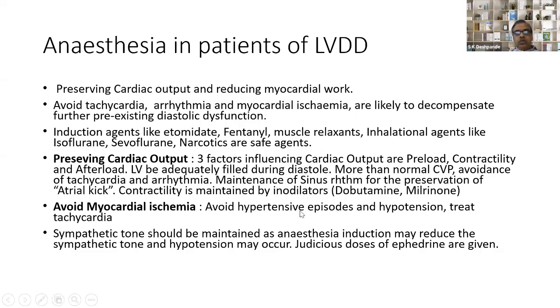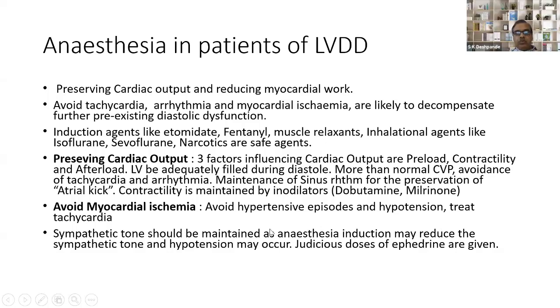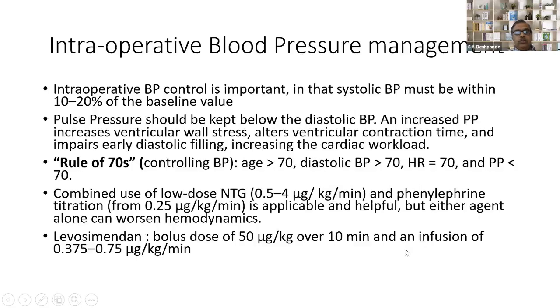Avoid myocardial ischemia. Whatever the demand and supply, everybody knows about it, they are to be seen. Most importantly, extremes of hypertensive or hypotensive episodes are to be avoided, and treat tachycardia. Sympathetic tone should be maintained. But sometimes, in order to give too ideal an anesthesia, we end up producing hypotension. So we have to have some drug which will increase the blood pressure and maintain coronary blood flow, so that during diastole the calcium can be sequestered back into the sarcoplasmic reticulum, which is the basis of LV relaxation. So ephedrine and phenylephrine are to be used.